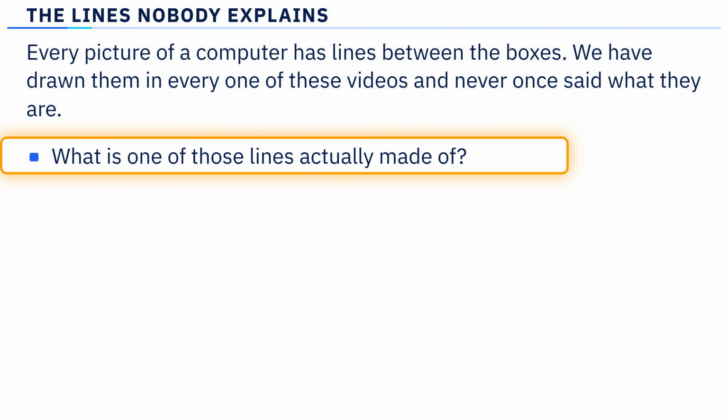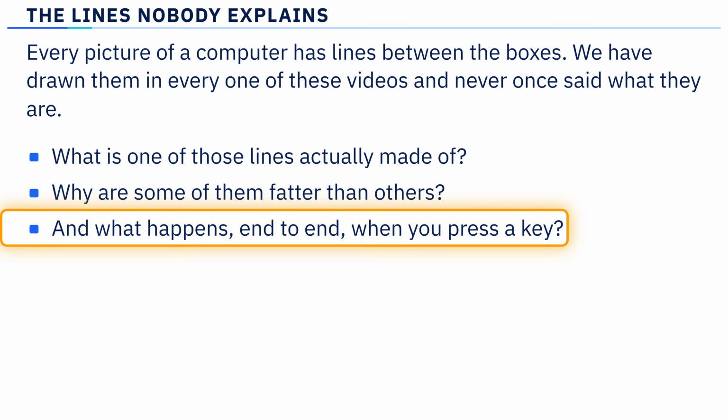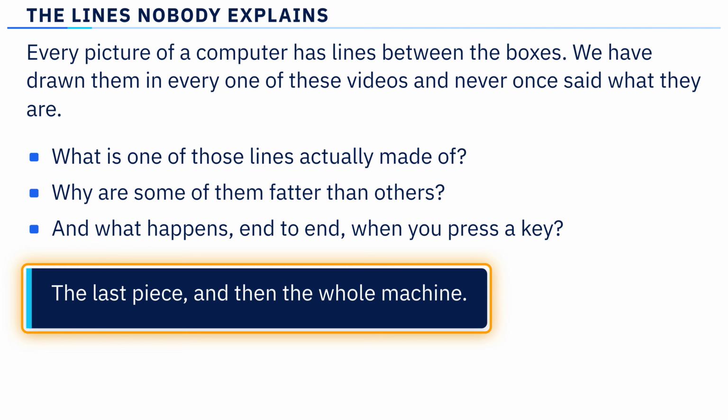First question: what is one of those lines actually made of? A line on a drawing is easy. A real one has to be something. Second question: why are some of them drawn fatter than others? That is not decoration. It means something specific. And the third one is the whole series in a single question. What happens from end to end when you press a key? One last piece, and then we have the whole machine.